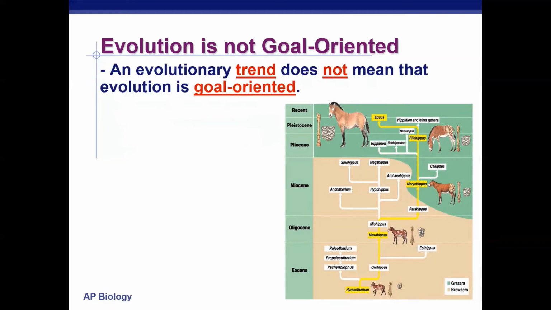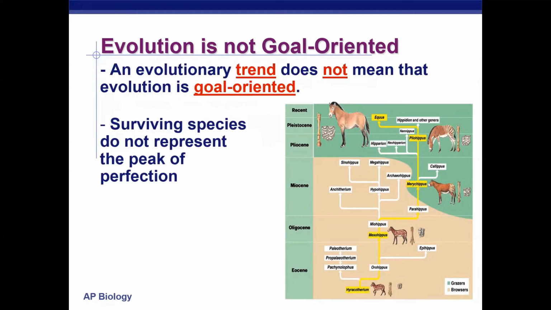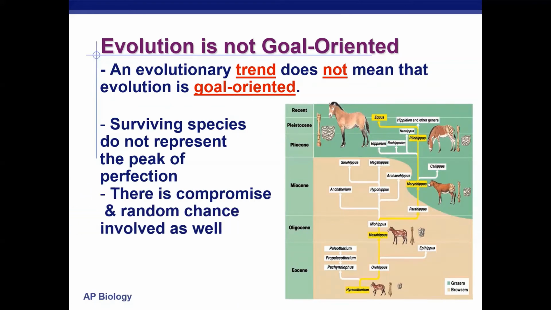And what I mean by that is, it's not like the surviving species alive right now are some sort of peak of perfection. There's no goal at the end of evolution. Remember, it's all about compromise. It's all about the environment selecting what ends up being an adaptation at a particular time. And the environment, remember, is always changing. So there's always compromise and there's random chance, just a mutation that pops up that gives you a variation.